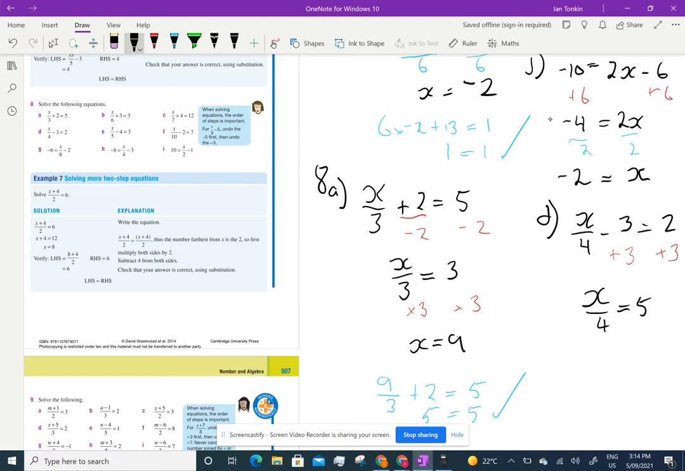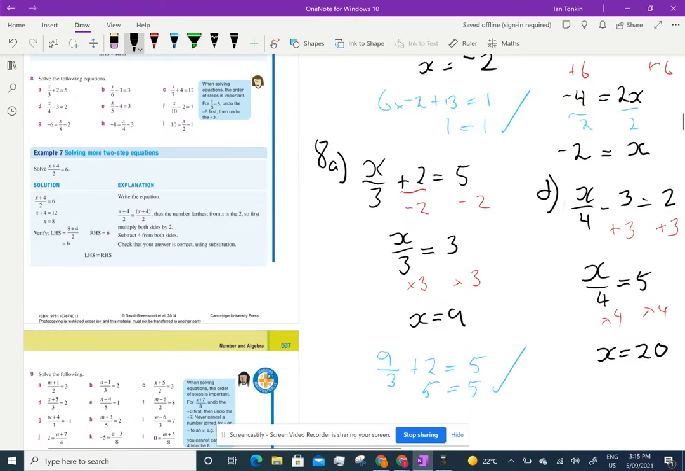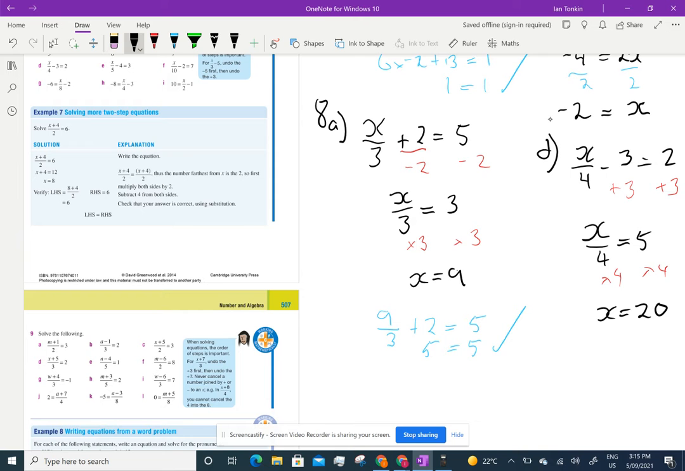How do I get rid of that 4? I multiply by 4, times by 4, times by 4. And I get x equals 20. So as long as you follow all these and you follow the process, you should be really right.